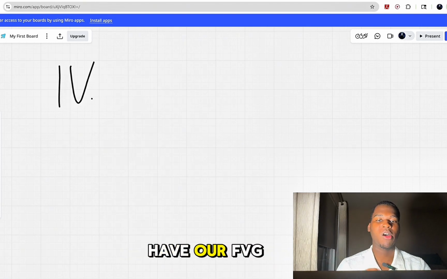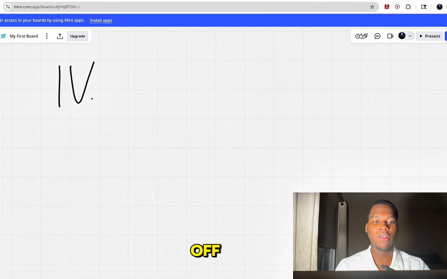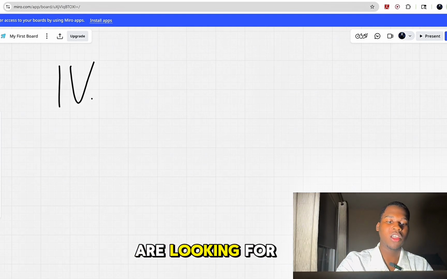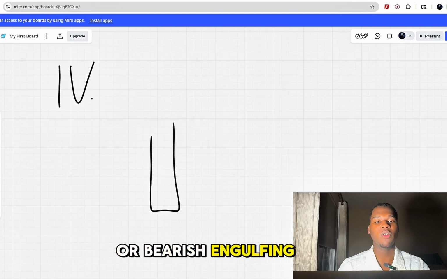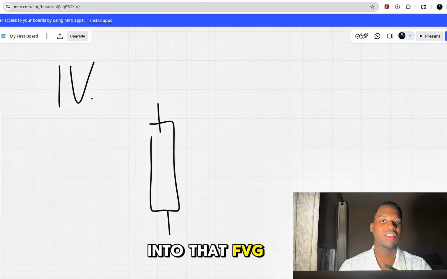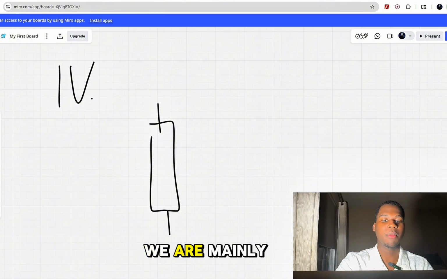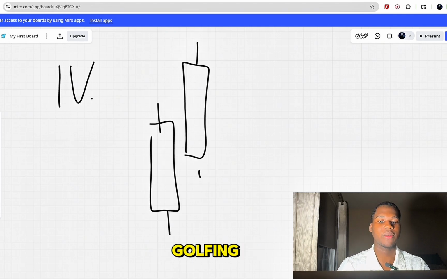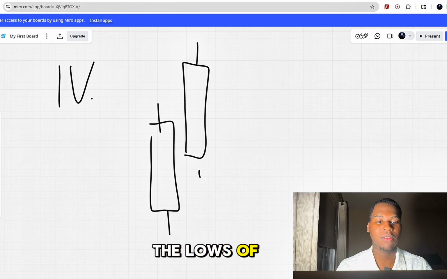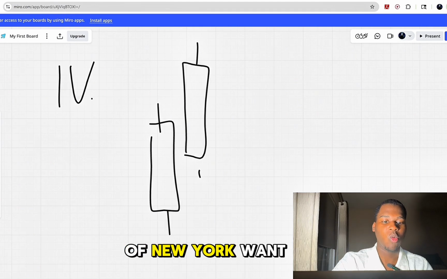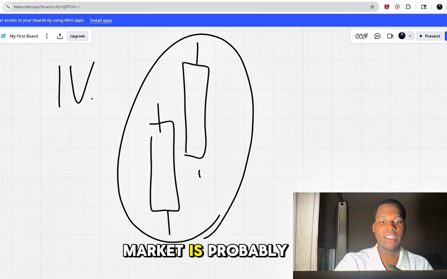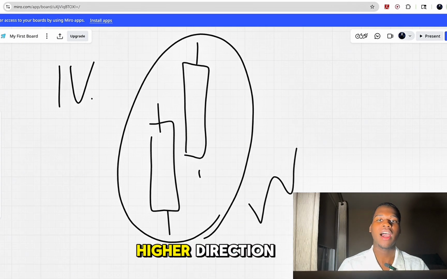Now, once we have our FVG or supply or demand zone marked off, all we need is a simple entry criteria confirmation. All that we're looking for is a bullish or bearish engulfing after we tap into that FVG or supply or demand zone. We are mainly just looking for the market to react with a bullish or bearish engulfing. So let's say that we're overall bullish on the market and we get a sweep of the lows of London. We then, inside of New York, want to see this bullish engulfing, indicating that the market is probably going to go in the higher direction.